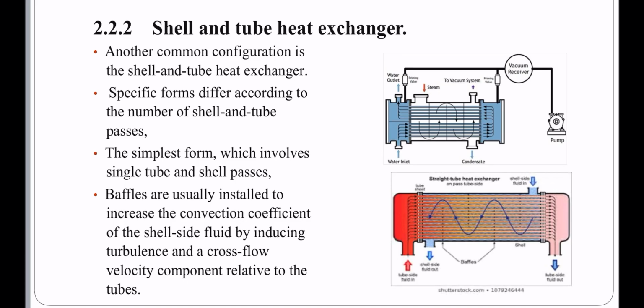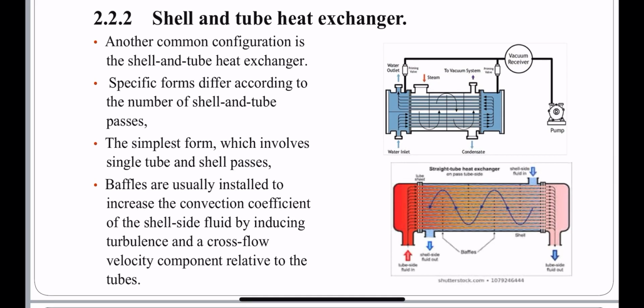Another common configuration is the shell and tube heat exchanger. Specific forms differ according to the number of shell and tube passes. The simplest form involves single tube and shell passes. Baffles are usually installed to increase the convection coefficient of the shell side fluid by inducing turbulence and cross-flow velocity components relative to the tubes.